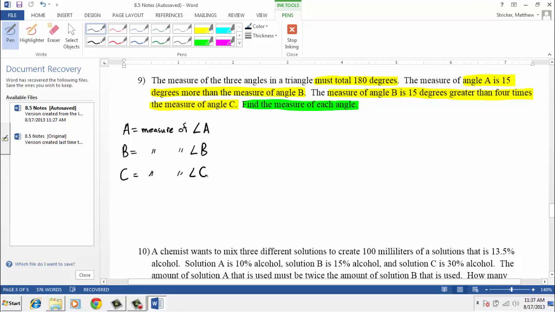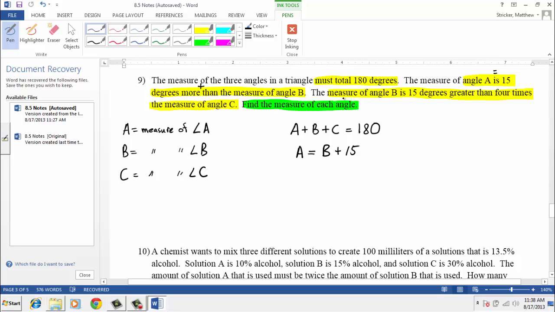What are our equations? Well, let's go through and see what's given. The measure of the three angles must total 180. That means A plus B plus C must equal a total of 180. I hope you're getting used to writing those type of equations. We also have a couple sentences that describe other equations. It says the measure of angle A is, there it is again, A equals 15 more than angle B. Again, more than means plus. So that means it's going to be angle B plus 15, or 15 plus B.